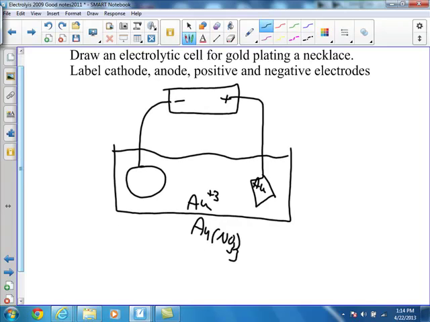If you buy gold-plated jewelry, this is what they've done to it. It's obviously cheaper. If you're going to buy a gold-plated necklace, it will be cheaper than a solid gold necklace.